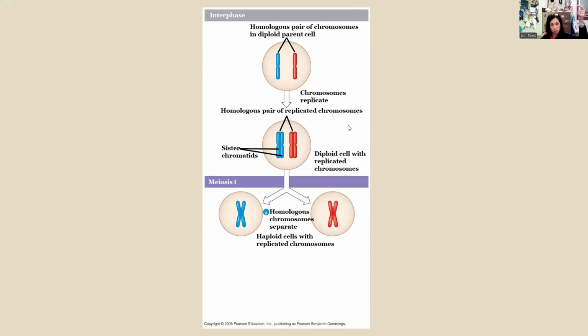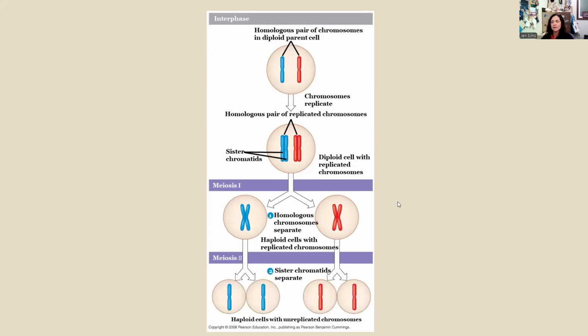We're going to go right into meiosis 2. And remember what happens in meiosis 2? Sisters are going to separate. So we're going to line the sisters up on the metaphase plate now, and we're going to break those apart, cytokinesis, and then you've got 4 cells with single chromosomes, okay?